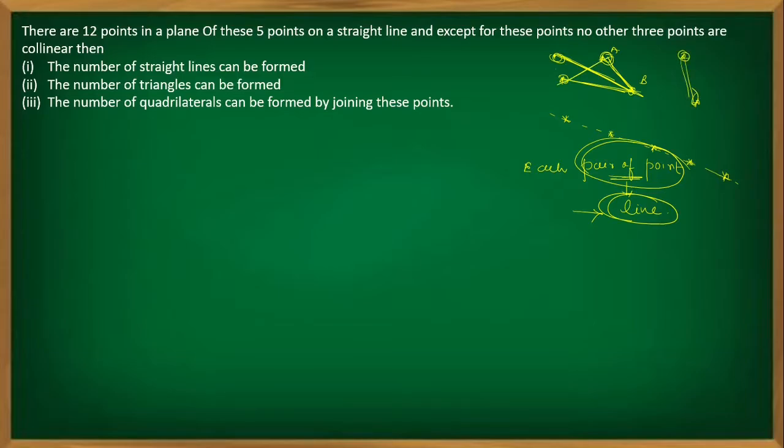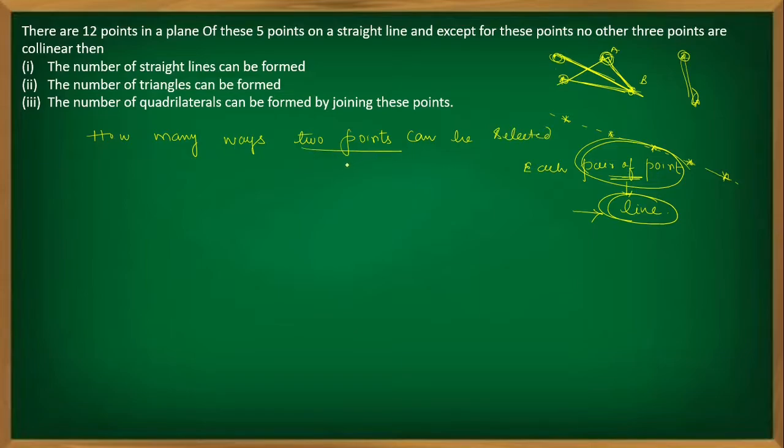So like this, however many pairs of points there are, that many lines we can draw. What is the meaning of this? The question is: the number of straight lines that can be formed. The equivalent question we can ask like this: in how many ways can 2 points be selected? For the first question, the equivalent question is this. How many ways can you select 2 points?